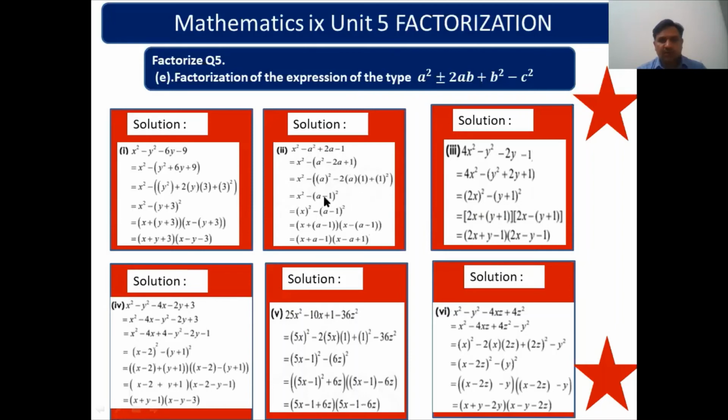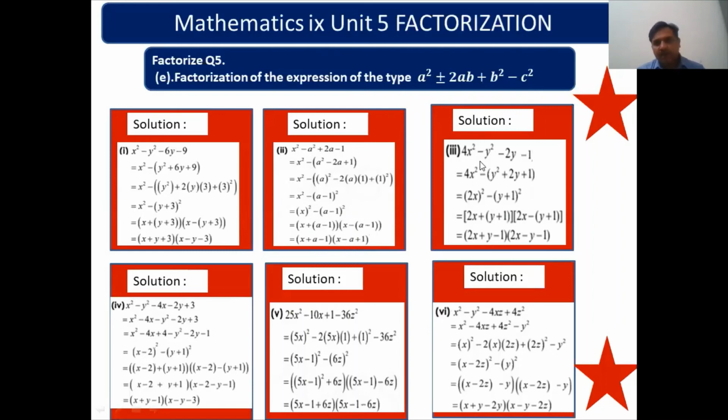So in closed form we can write this as a minus 1 whole square. So this is x square minus a minus 1 whole square. So we can write this as x plus a minus 1 and x minus a minus 1, first by just utilizing the formula a square minus b square. So this is x plus a minus 1, this is x minus a plus 1.